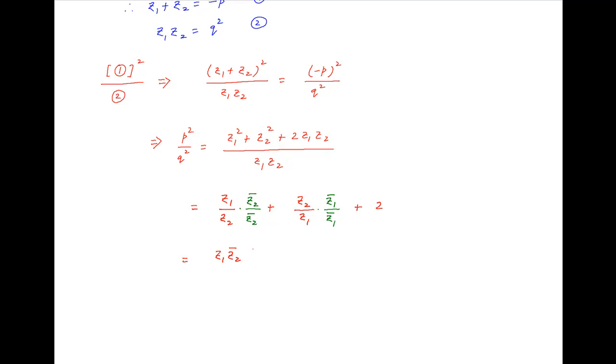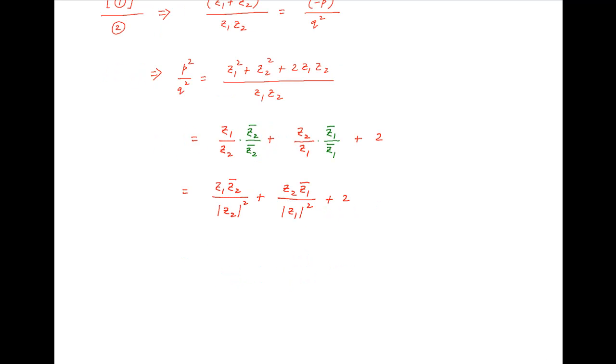Therefore, the right hand side can be written as z1 times the conjugate of z2 divided by the square of the absolute value of z2, plus z2 times the conjugate of z1 divided by the square of the absolute value of z1, plus 2. Now we are given that the absolute value of z1 is equal to the absolute value of z2, and say this is equal to r.